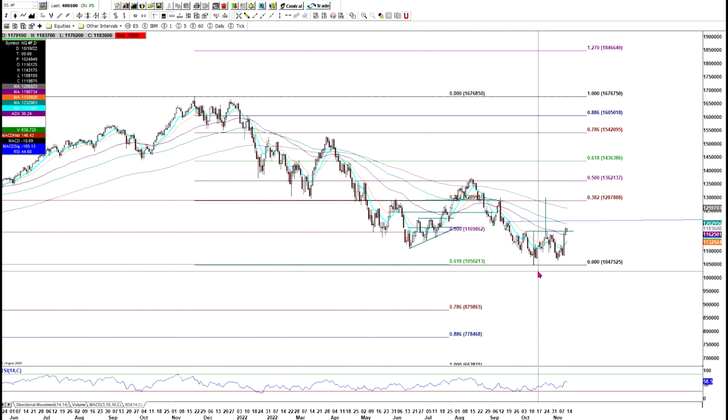It has the look of an inverted head and shoulder. There was a big spike move down here. I've put this on as a kind of measured target. So that's a strong move up on the NASDAQ.